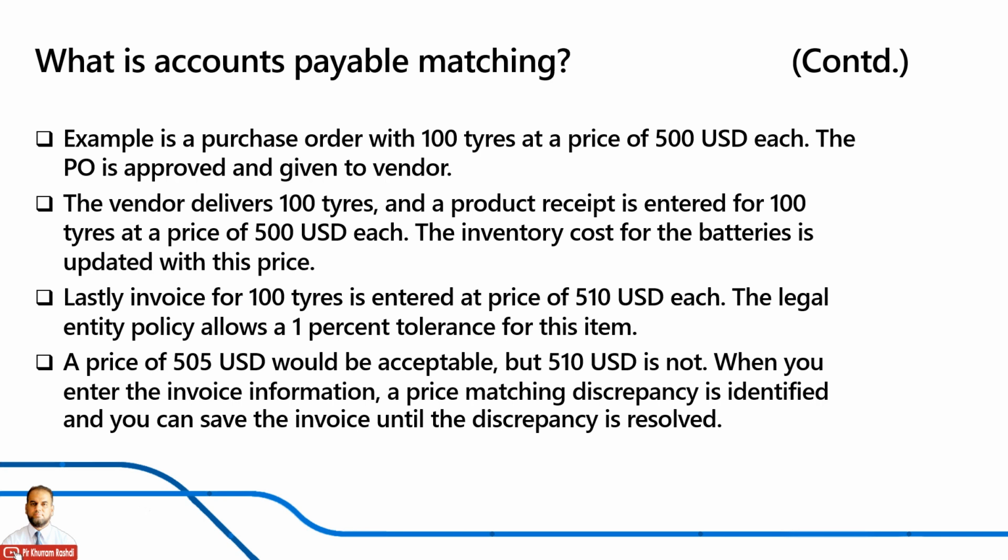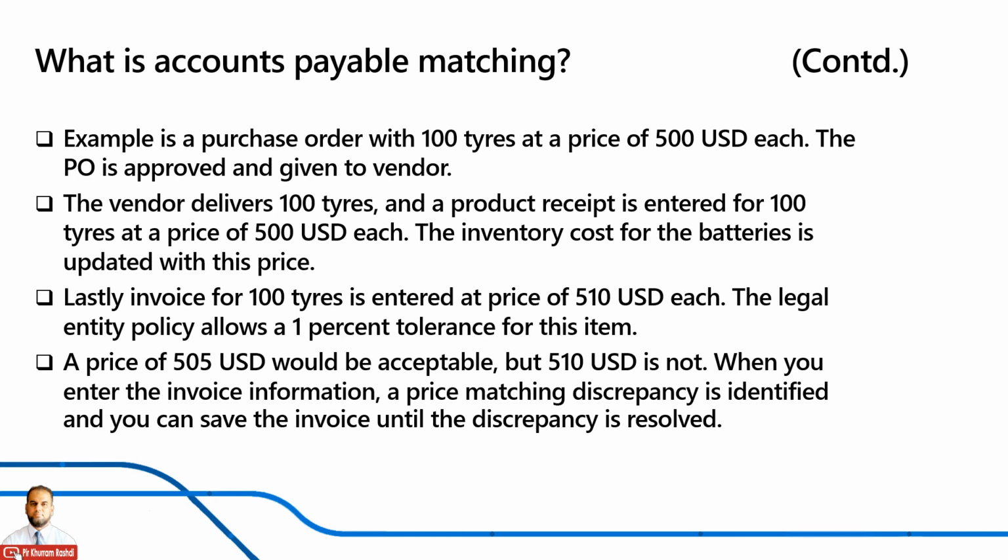The legal entity policy allows a 1% tolerance for this item. So a price of 505 USD would be acceptable, but 510 USD is not. So whenever the invoice information is entered, the price matching discrepancy will be identified in this case, and until this discrepancy is resolved, you cannot save the invoice. So this is the main function, and this helps in the business scenario.